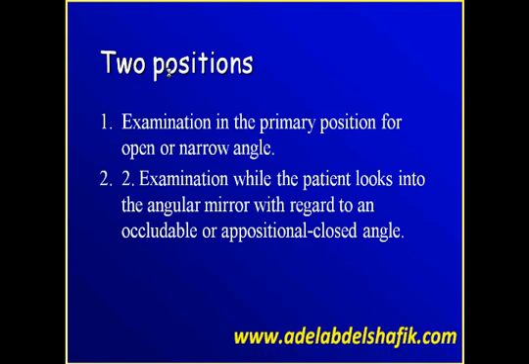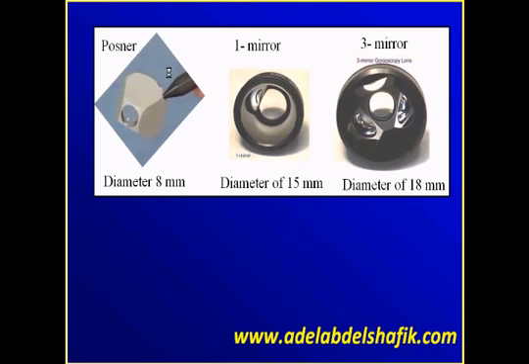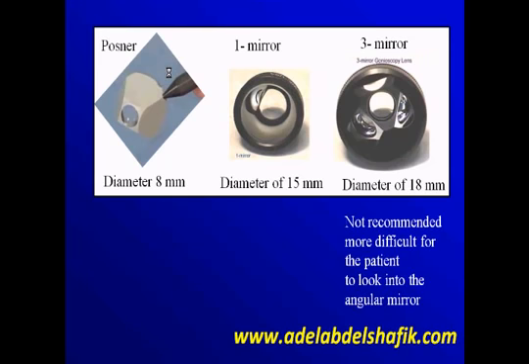We usually do the examination with the patient looking in the primary position, but in certain situations, we ask the patient to look toward one of the mirrors to see more details. So the 3-mirror is the least used lens. We don't like to use it because it has a large diameter, it's more irritating for the patient. Maybe it has one advantage: you can use it to press on the episcleral vessels, then you get congestion and more visualization of the canal of Schlemm. But apart from that, it's better all the time to use the Posner lens or the 1-mirror if you need another mirror to use.